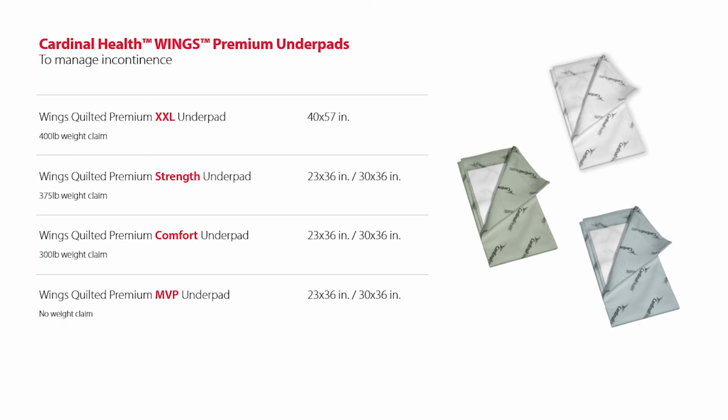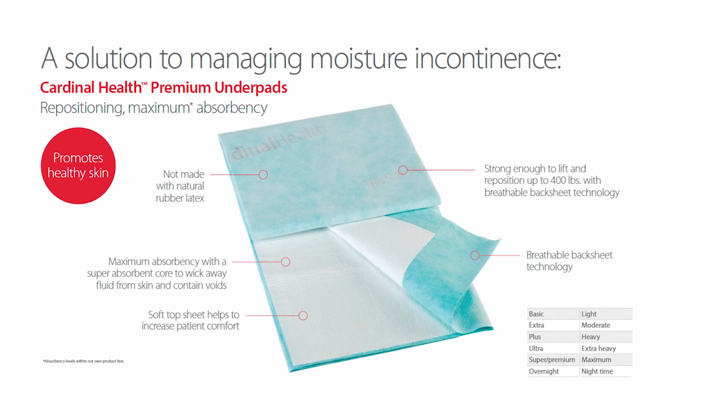Premium underpads provide maximum absorbency and vary in the lifting and repositioning capabilities from 300 to 400 pounds. The variety and product selection allows the customer to purchase what is best suited for the overall incontinence level and needs within their facility. Premium underpads have additional features outside of repositioning capabilities, breathability, and maximum absorbency. The premium underpad is designed with a soft top sheet to provide resident comfort and reduce shear and friction, two factors which contribute to the development of pressure injuries. And with breathable back sheet technology to facilitate airflow to keep skin dry, which helps create an optimal microclimate.